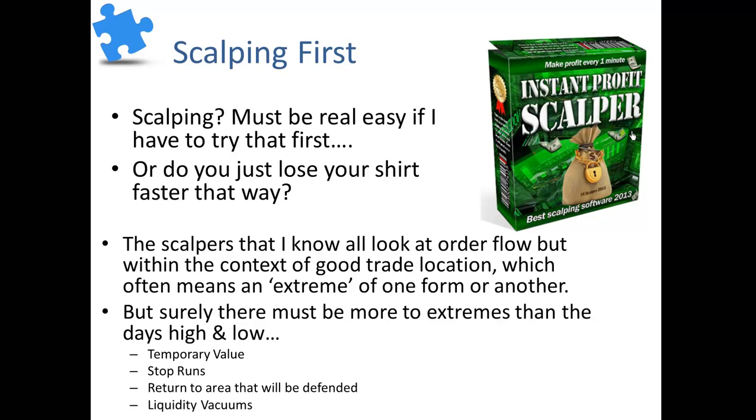And we're going to look at 4 separate types of scalp trades. The first is trading around temporary value. Second is stop runs. Third is returning to an area that should be defended. And the final one is liquidity vacuum. So what we're going to do now is run through each scalp trade one by one.